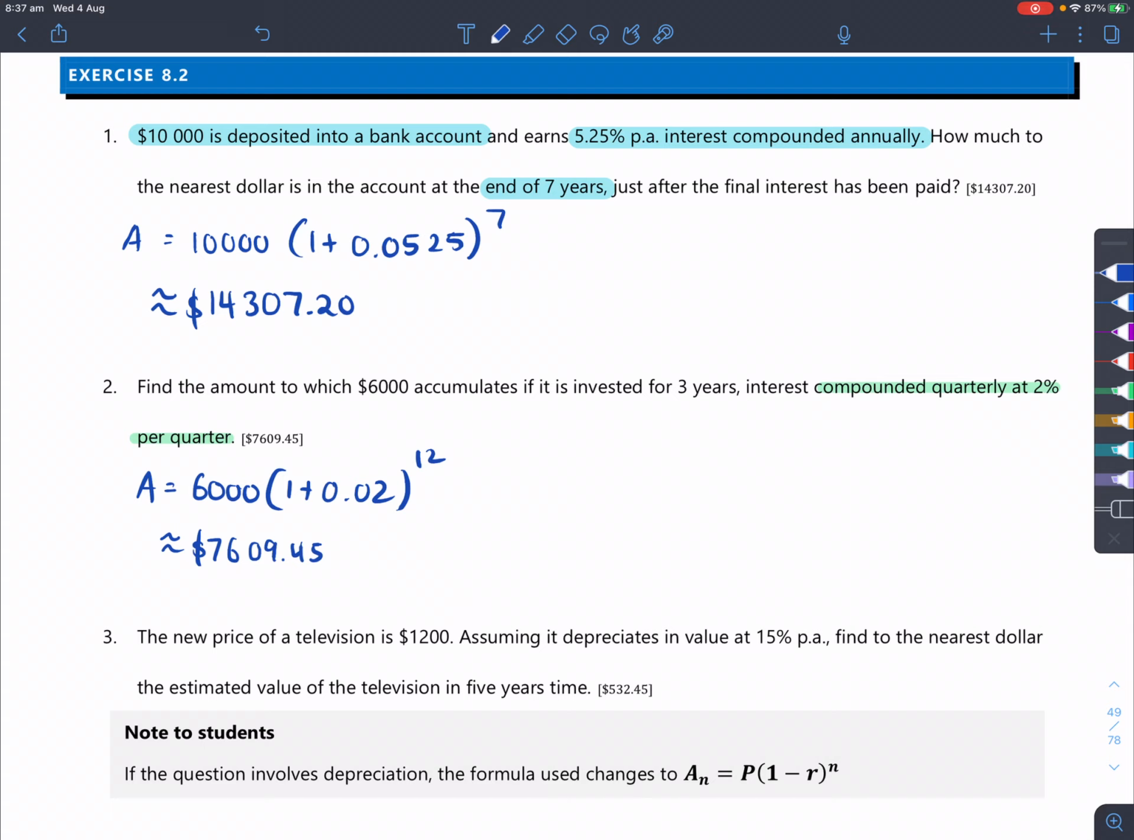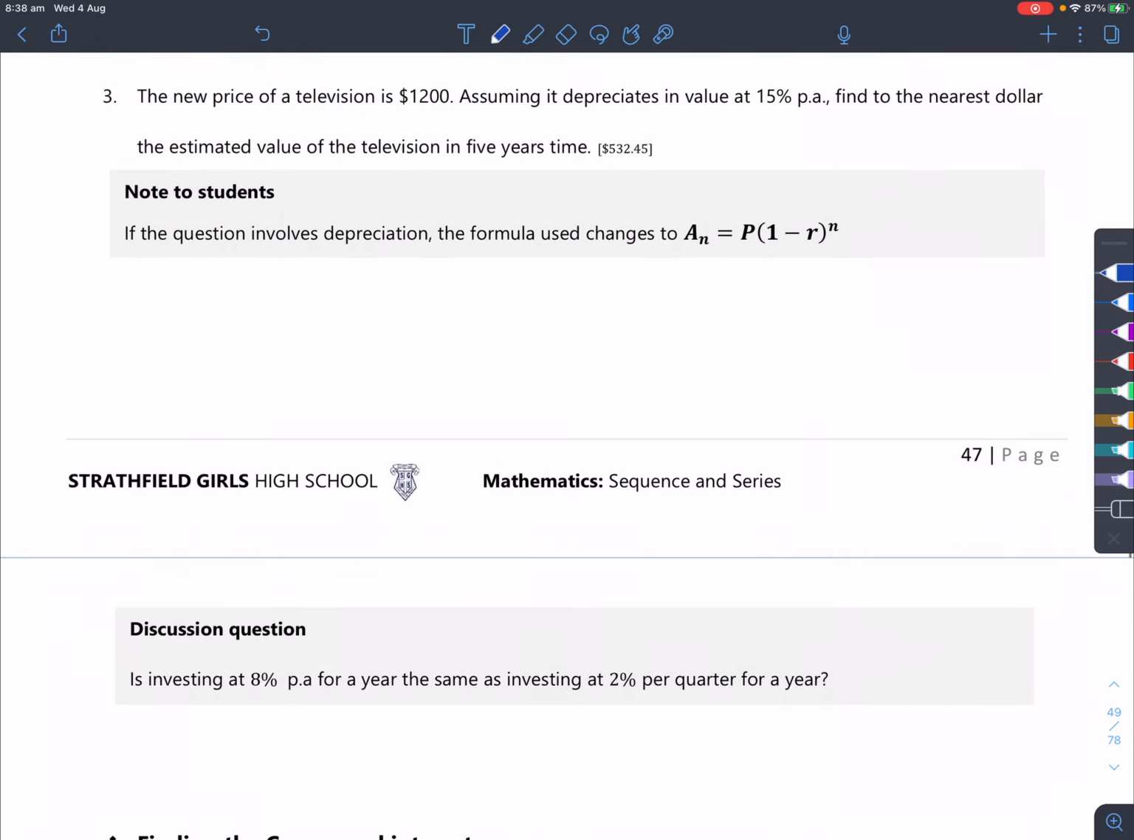Okay, question 3. The new price of a television is $1,200. Assuming it depreciates in value at 15% per annum, find to the nearest dollar the estimated value of the television in 5 years' time. All right, so now we're looking at a question that relates to depreciation.